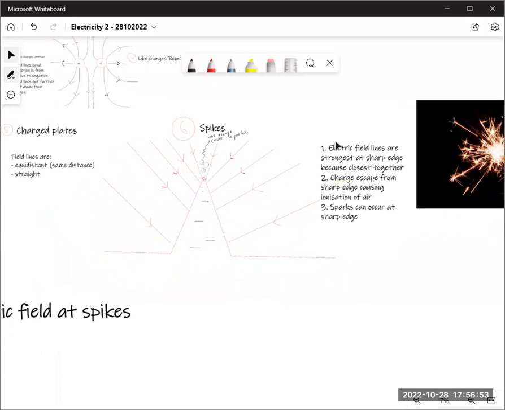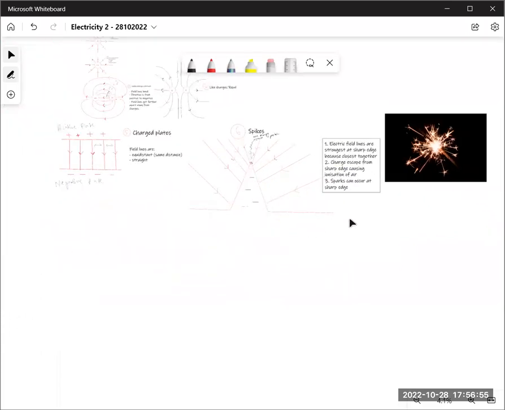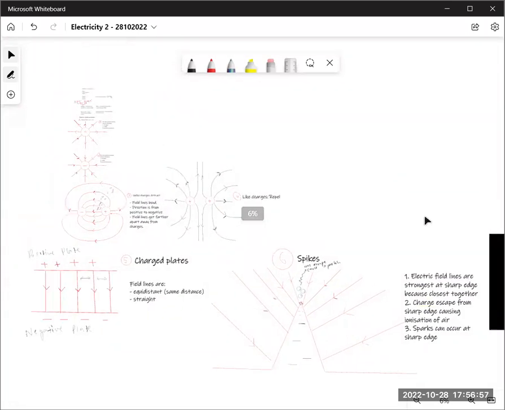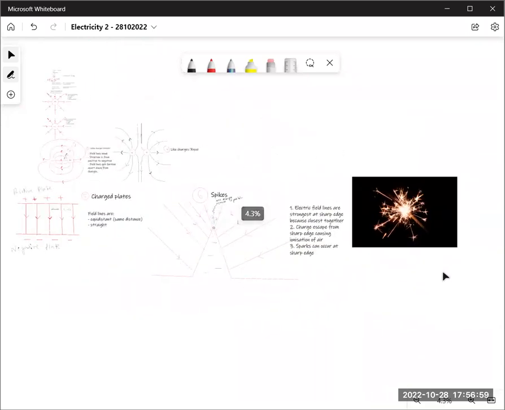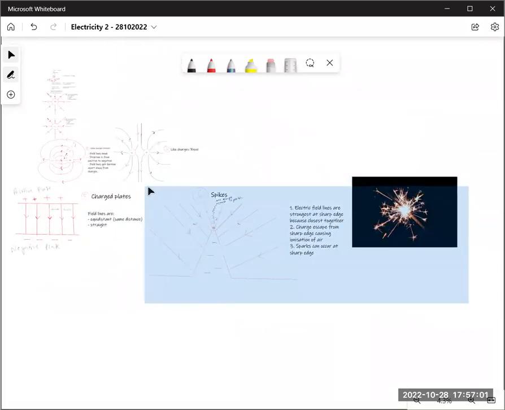Okay, so that's what we have here. So 6 kinds of electric fields are done. Just a second, let's make it smaller.